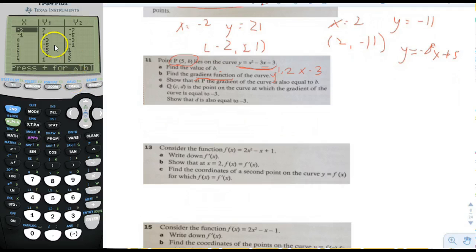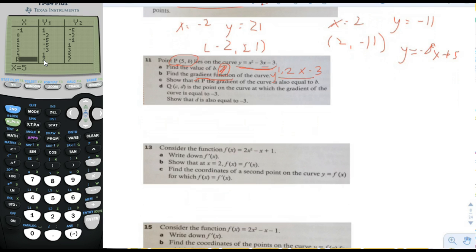Okay, first thing they say, what is b when x equals 5 on the original function? So let's see, when x equals 5, I just need to scroll down a little bit to where x equals 5. What is the original function equal to? It's equal to 7. So the value of b here is going to be 7. Then it says find the gradient function, and we just found it.